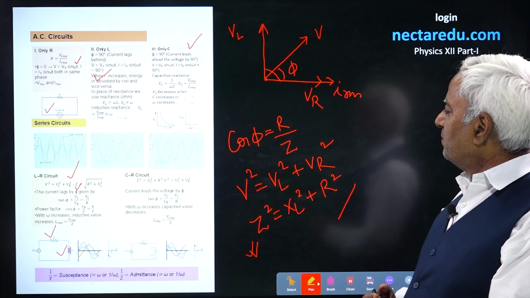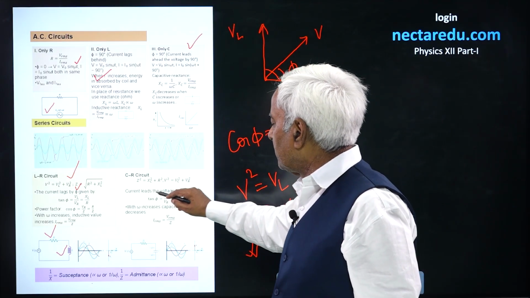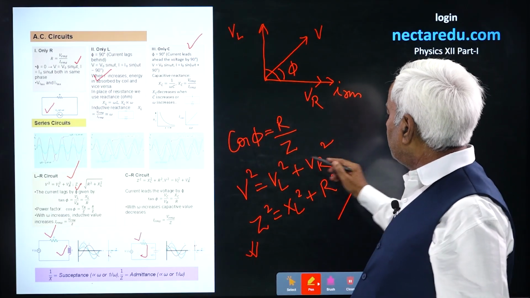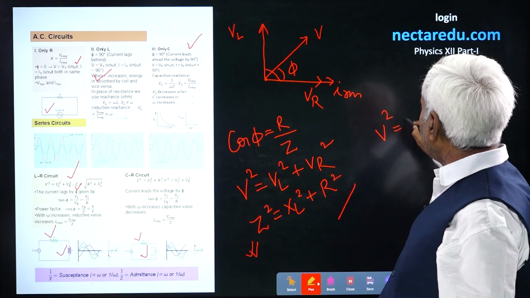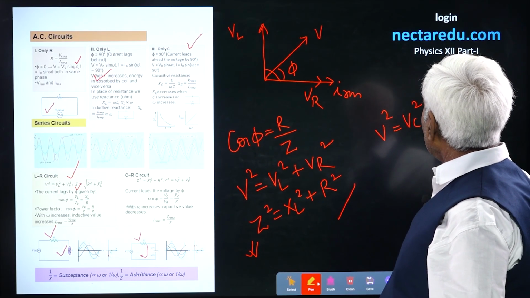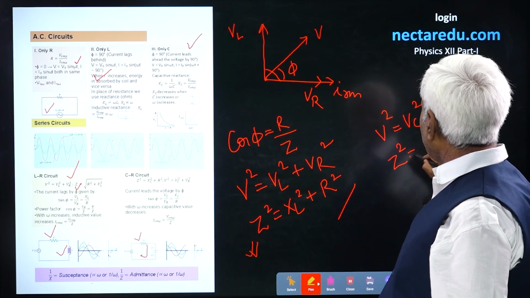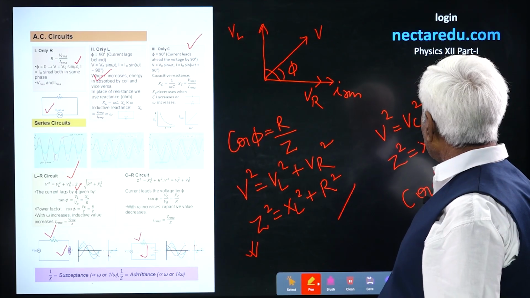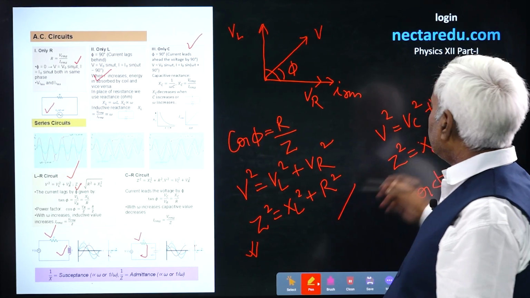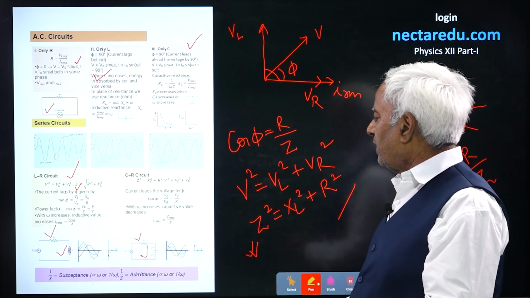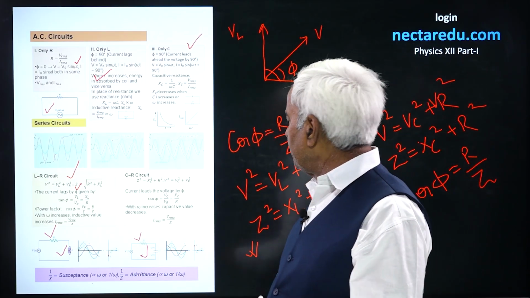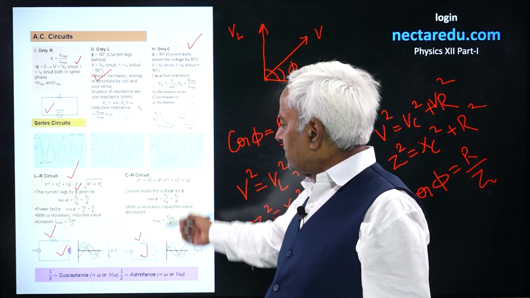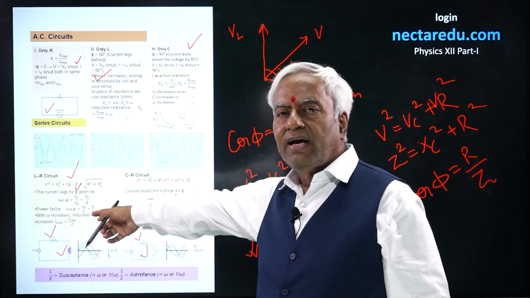Similarly, if we have a CR circuit, it's shown over here, CR circuit. There in place of VL, you are going to write VC. It will be VC square plus VR square, likewise Z square equals XC square plus R square. Here you will say cos phi is R upon Z. So, in both the cases, you have to be alert. By increasing frequency, here something else happens, and the result is quite reverse to that in the case of the L circuit.